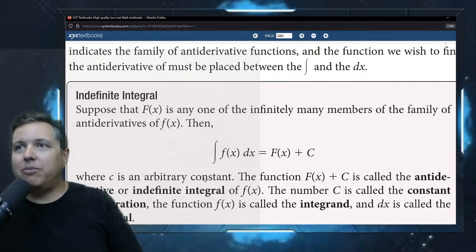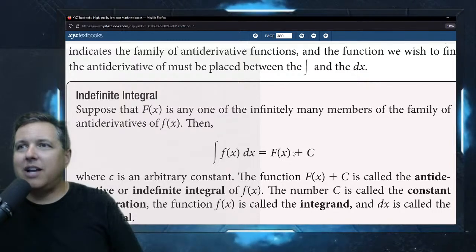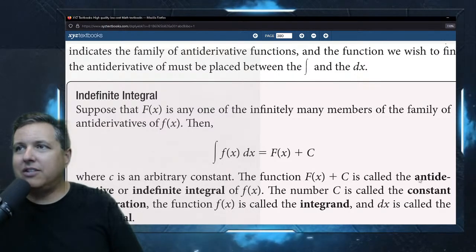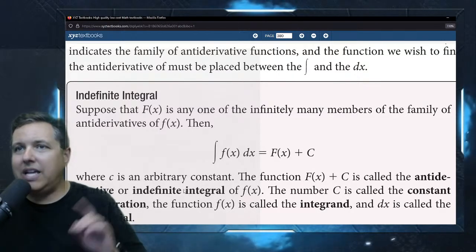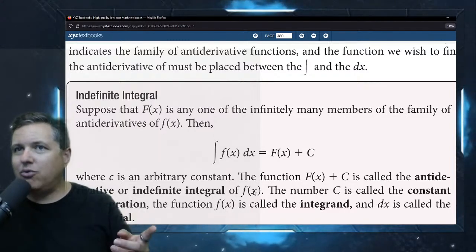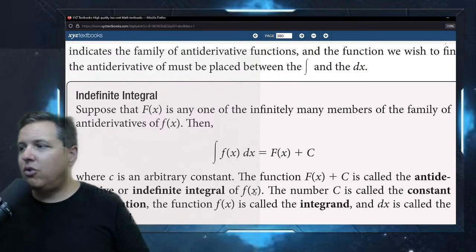So where c is an arbitrary constant, although it's weird they use little c down here. I think that's a typo. They should have used capital C. The function f of x plus c is called the antiderivative or indefinite integral of f of x. So you can say either one of those, antiderivative or indefinite integral.